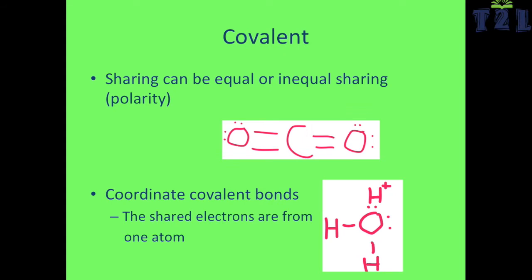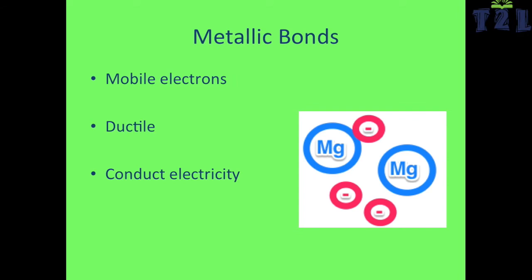Covalent bonds. Covalent bonds can be equal or unequal sharing, and this determines polarity. Coordinate covalent bonds are when one atom gives up two electrons to the other one. Metallic bonds are most recognizable by mobile electrons. They can conduct electricity and are very ductile, which means they can be rolled into sheets.